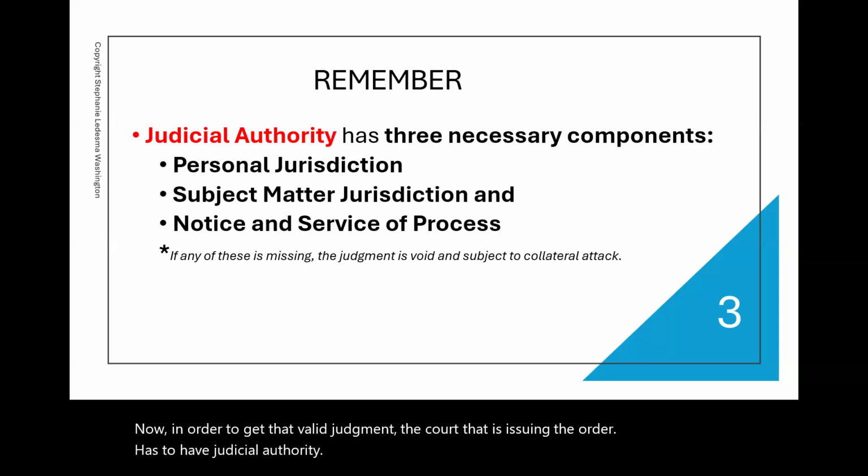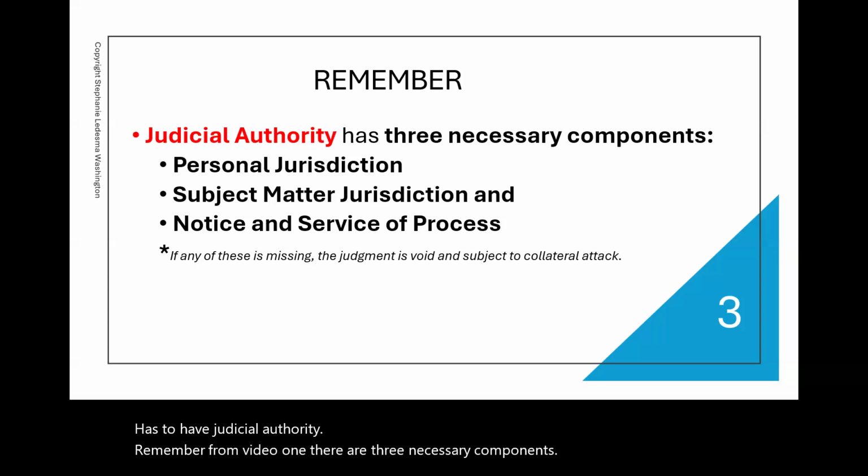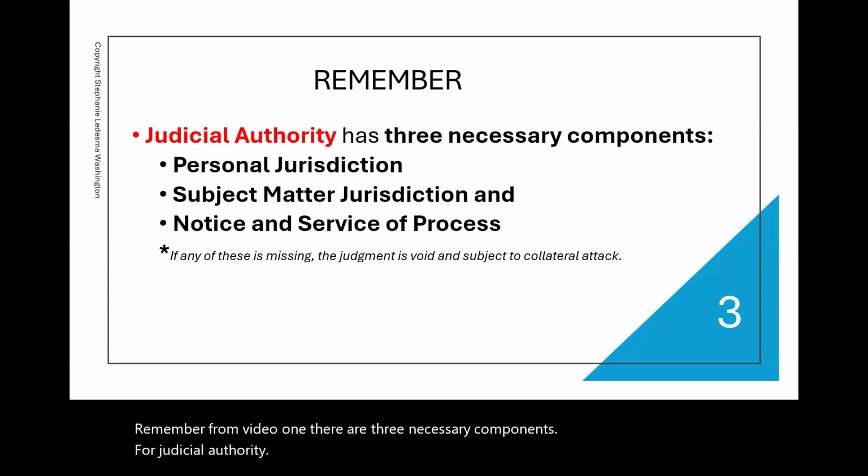Remember, from video 1, there are 3 necessary components for judicial authority: personal jurisdiction, subject matter jurisdiction, and notice and service of process. If any of these vital components are missing, you will not have a valid judgment. And if you don't have a valid judgment, the orders are not only voidable, they are void.